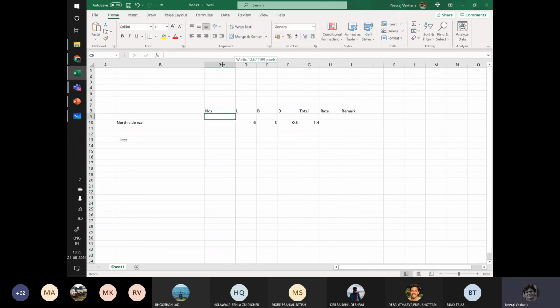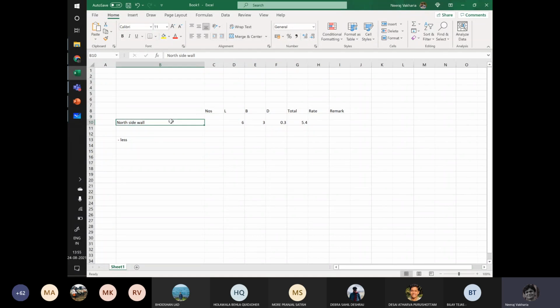Here you will also have a column for how many numbers it might have. So if let's say you have this wall which is repeating multiple times, you don't have to write it again and again one below the other. You can just write two types of this wall and you will have direct calculation. I hope everyone is proficient with Excel as well, when it comes to the BOQ sheet.